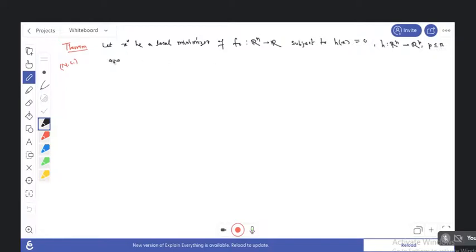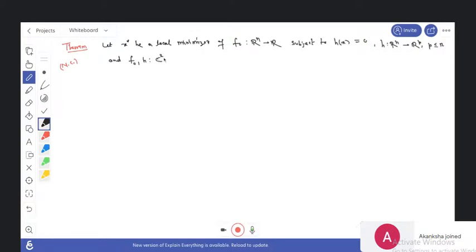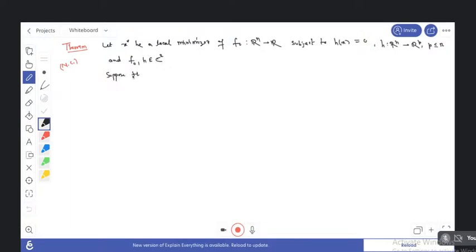Because of the second order condition, your objective function and your h both are second order continuous functions, so they belong to C2. Now suppose that this x star, which is your local minimizer, is a regular point. Then there exists λ star, which is of dimension p: λ1, λ2, up to λp. Just that, there are two conditions.